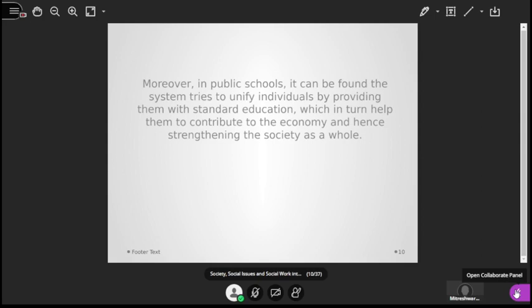D'accord? Alors, aujourd'hui, quand on parle de l'école, now we are talking about public school, and now we are comparing with private school.